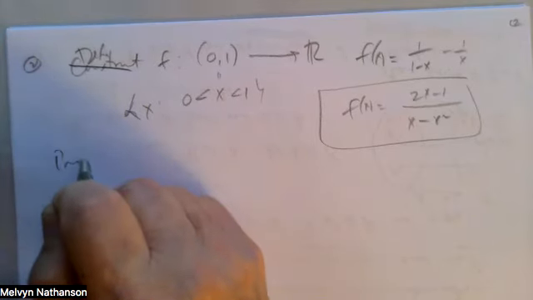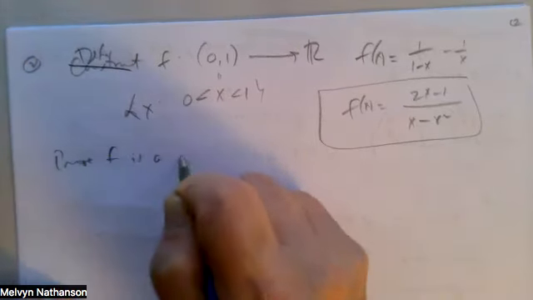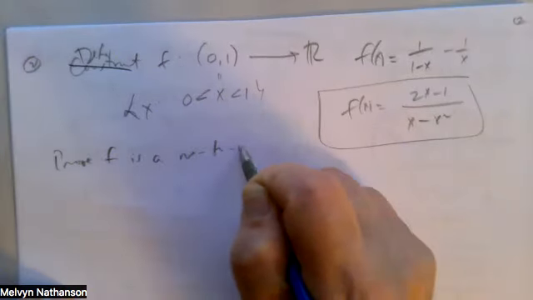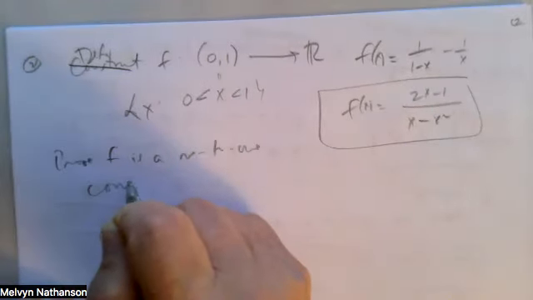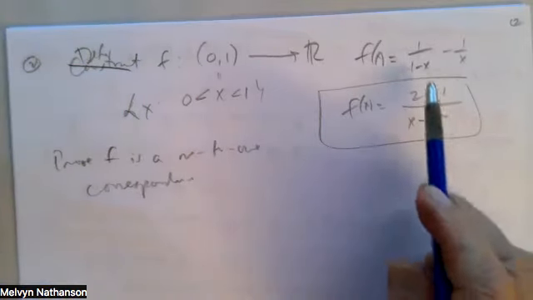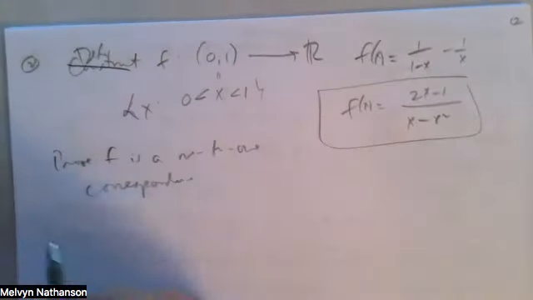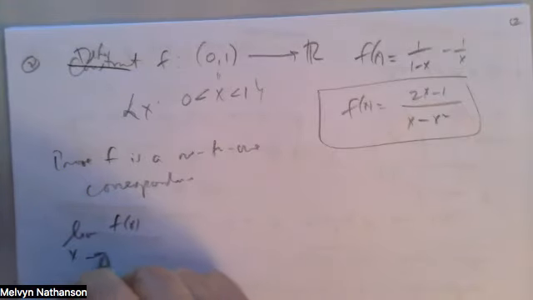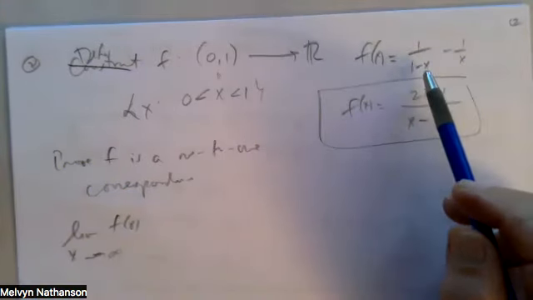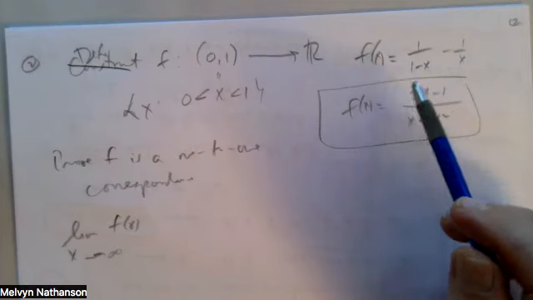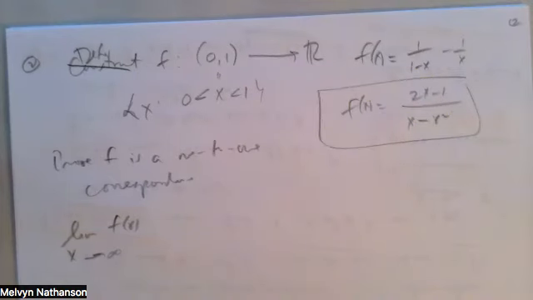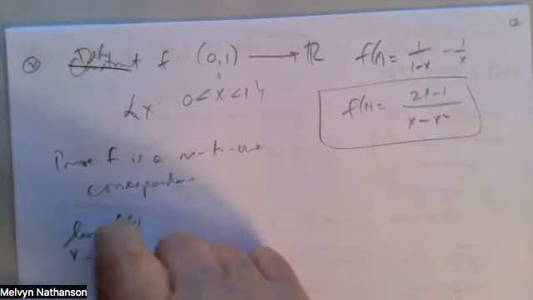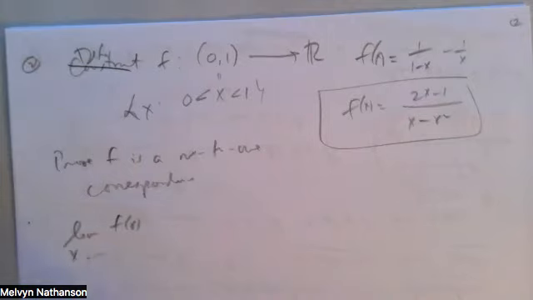So prove f is a one-to-one correspondence. Now, if you look at this function, you say, what is the limit of f of x as x goes to infinity? As x goes to, sorry, not as x goes to infinity, because this function is only defined between 0 and 1. What is the limit of f of x as x goes to 0?